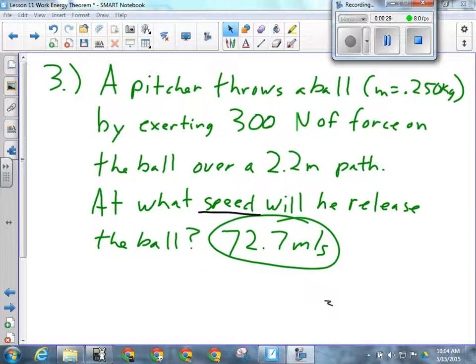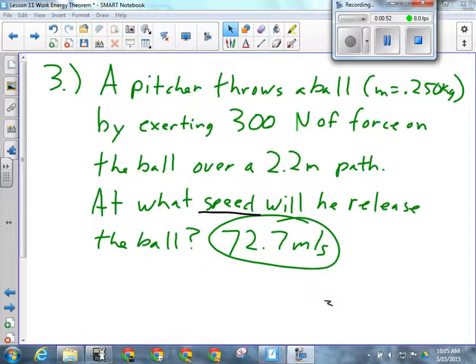We can set up force times distance is equal to final energy minus initial energy, whichever type it is, if it's necessary to use force times distance. Sometimes they outright give us the work. And then manipulate and solve. Those are the steps that we went over yesterday. How many people have done this one already? How many people are lost?